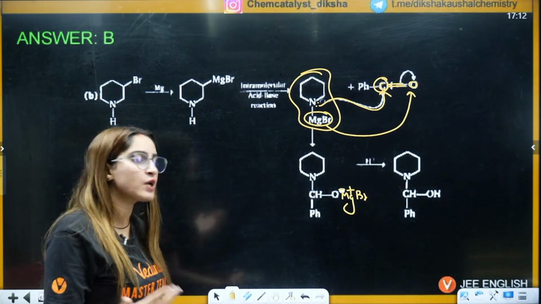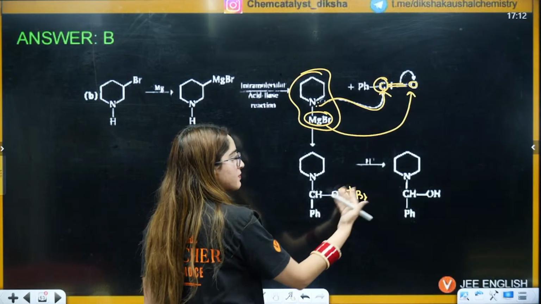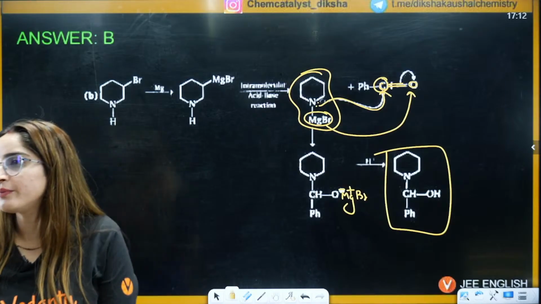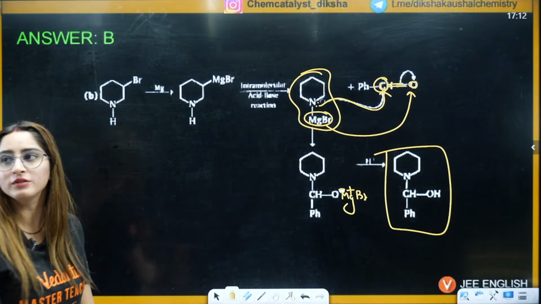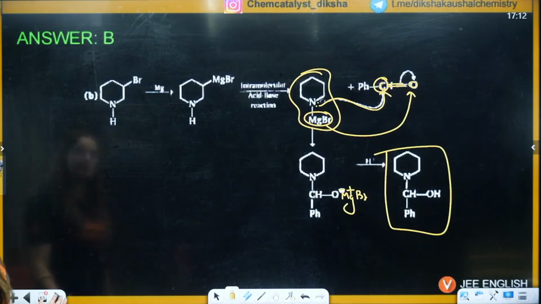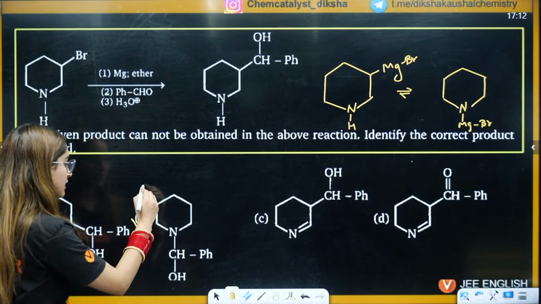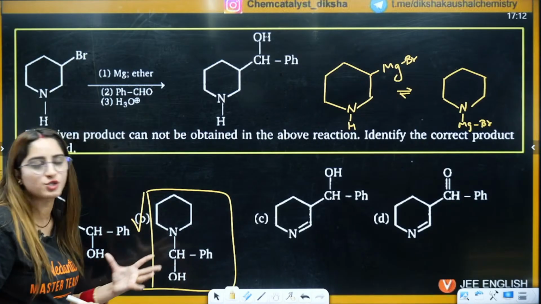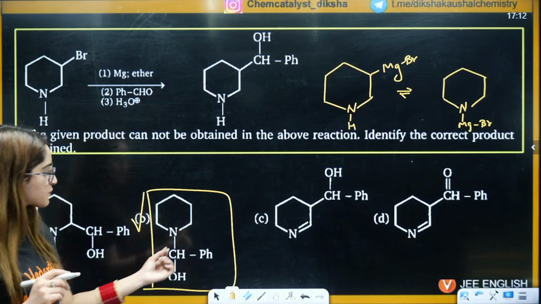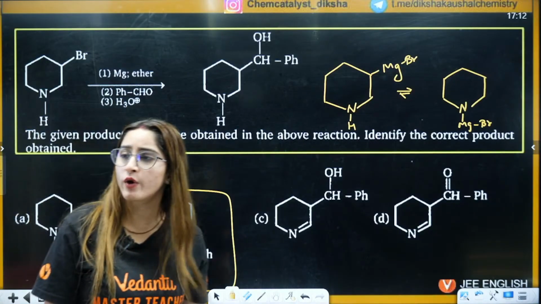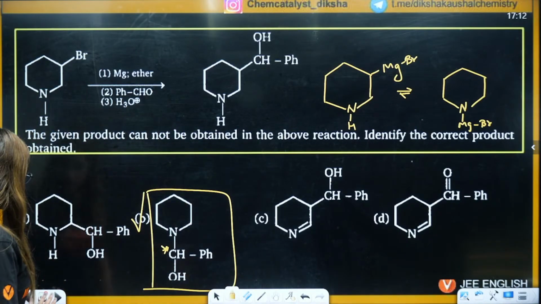Right? After adding water, this MgBr will be replaced by H, and this is the final compound that you will have. Is that clear to everybody? This is the final compound that you will have here. Right? So the answer will be B is the correct answer. Yes, B is the correct answer, where you have NCH, Ph, and this is OH. Right? And there is one chiral carbon also here.